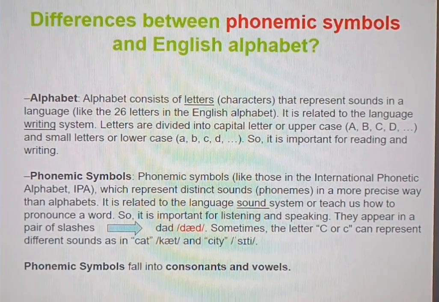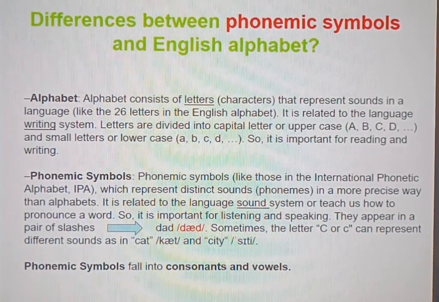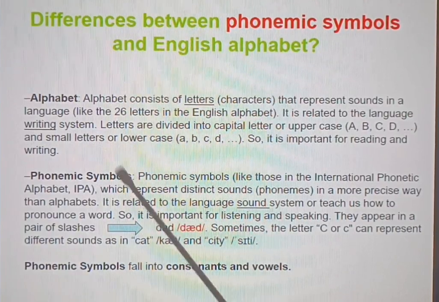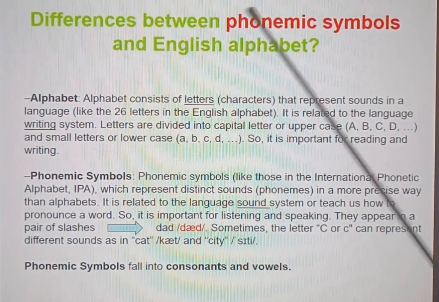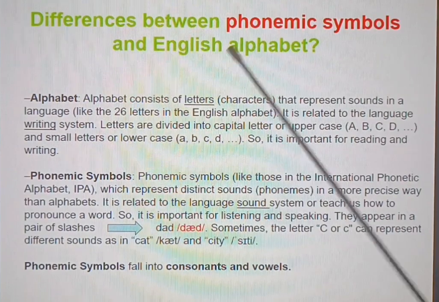Well, today's lesson is very important, so I want you to pay close attention. Let me start with this title: Differences Between Phonemic Symbols and English Alphabet.